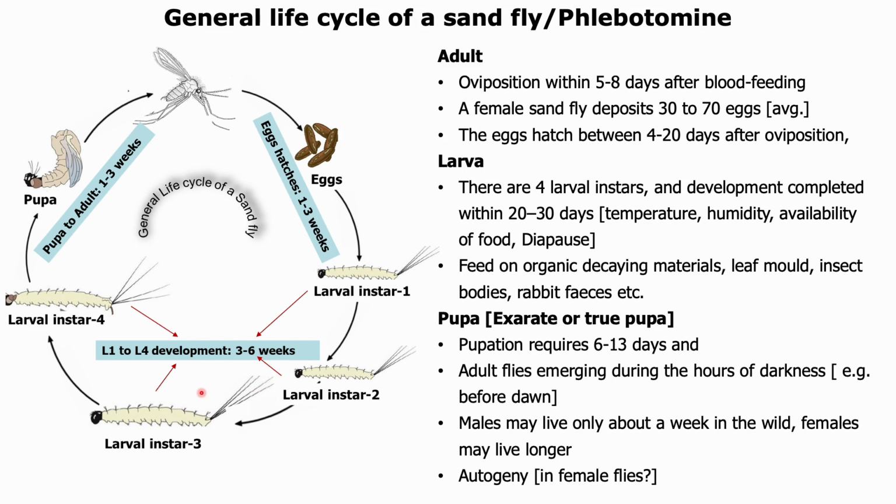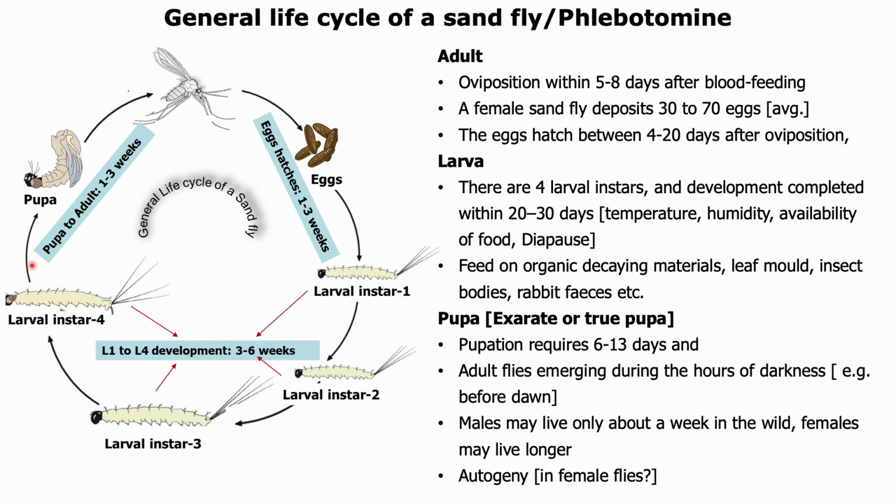There are 4 larval instars in the life cycle of a sandfly, as mentioned earlier. Depending on temperature, availability of food, sandfly species, and stages of larval instars, larval development is usually completed within 20 to 30 days. Note that larvae feed on organic decaying material, leaf mold, insect bodies, rabbit feces, etc. The larval developmental period may prolong to up to 7 months if diapause occurs, especially for the larval instar 4.